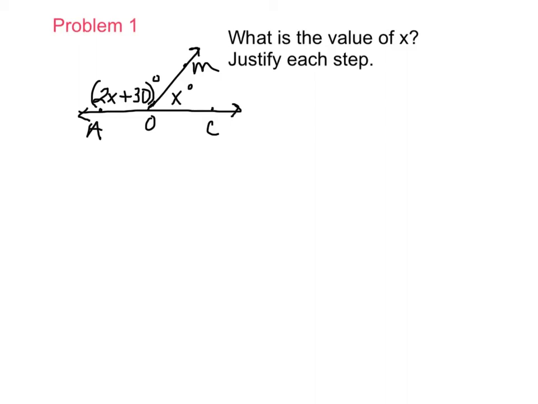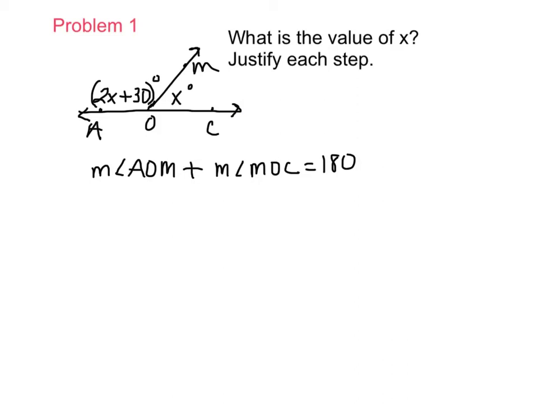Well, the equation itself is easy because you know that these two angles are a linear pair, or they form a straight line, which means they're supplementary. They add up to 180 degrees. So the first thing we have to do is write down that the measure of angle AOM and the measure of angle MOC equals 180. And we have to justify that.